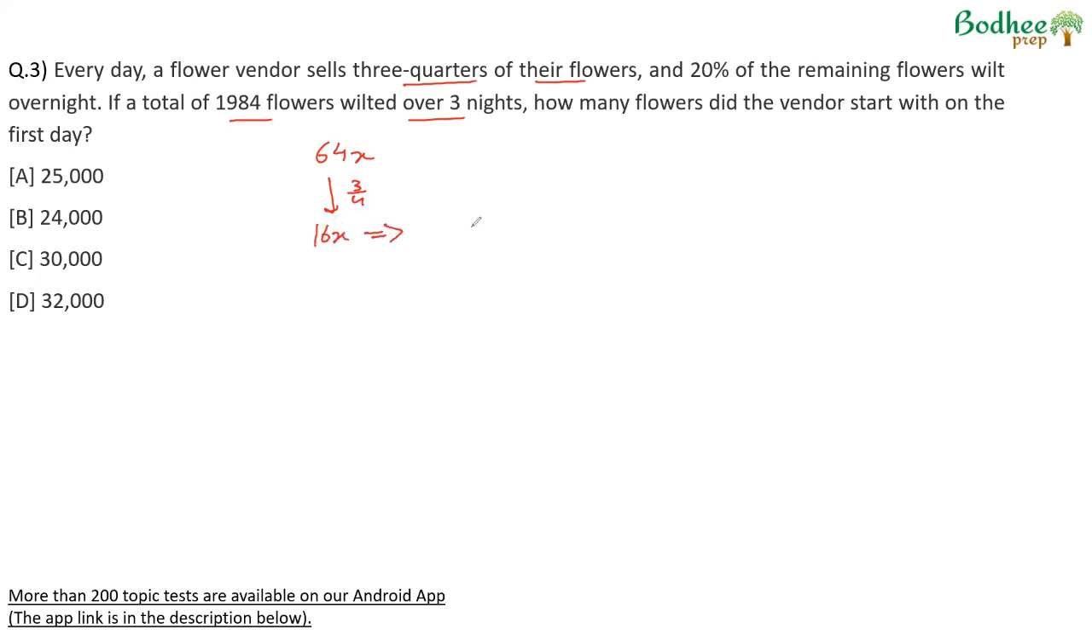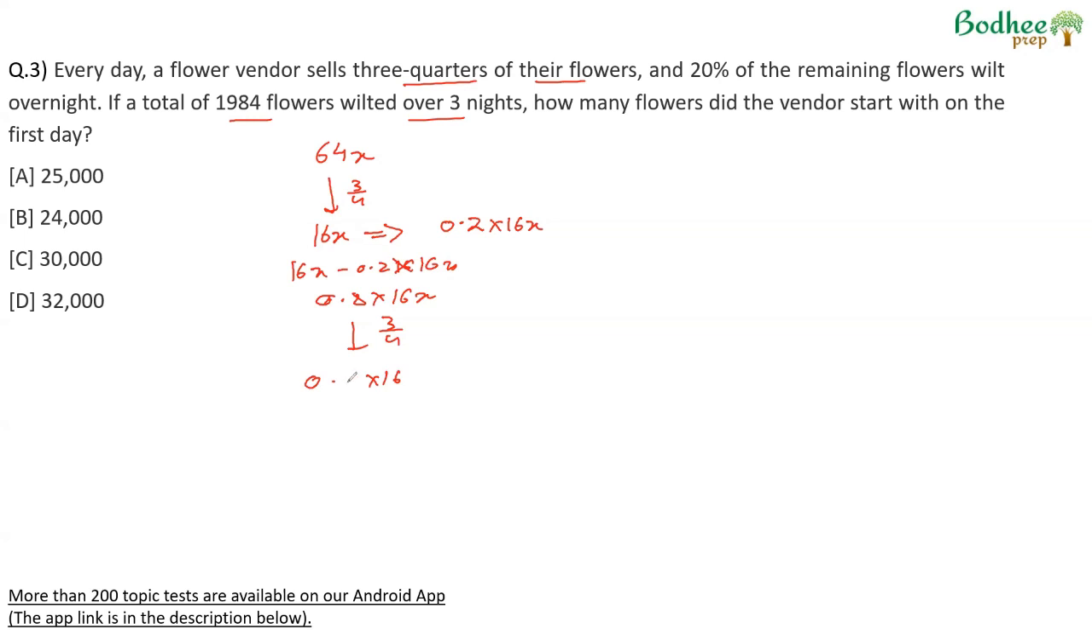During the night, 20% of this will be 0.2 into 16x. These get wilted, and therefore the number of flowers left is 16x minus 0.2 of 16x, which will be 1 minus 0.2, 0.8 into 16x. Over the next day, 3/4 of this gets sold, so 1/4 are left.